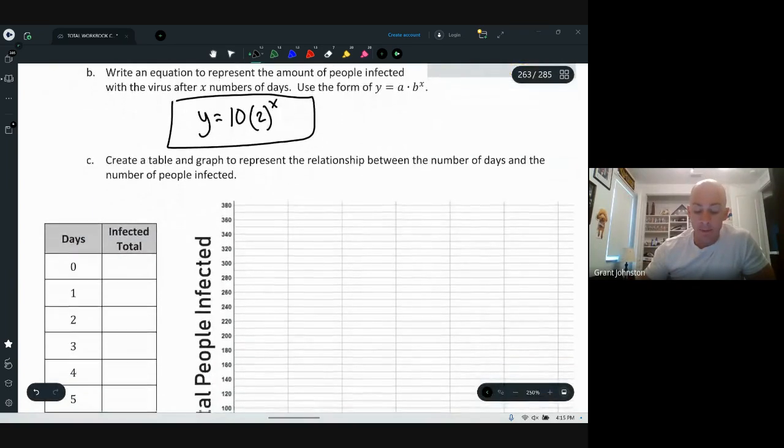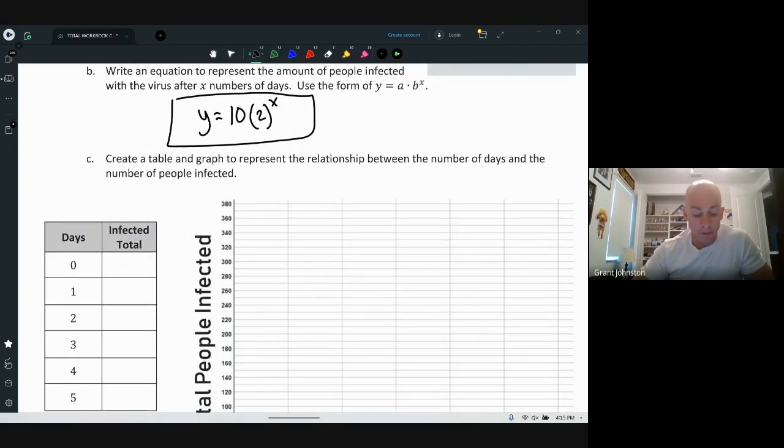C says create a table and graph to represent the relationship. Okay. So at 0 days, I mean, you could even just base it off the word problem. Remember, there was 10 people that brought it. So on day 0, total of 10 people. And then each day it doubles. So we could use the equation, or we could just double it. Double it. Double it. Double it.